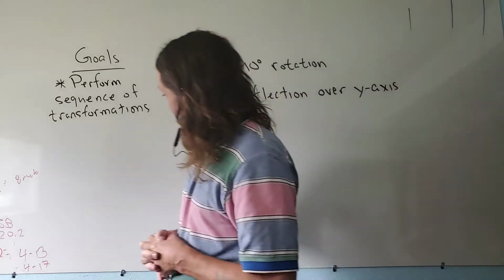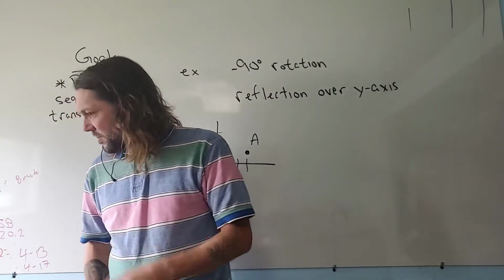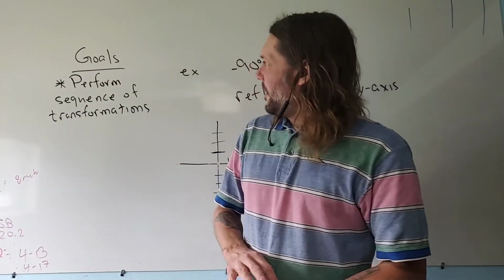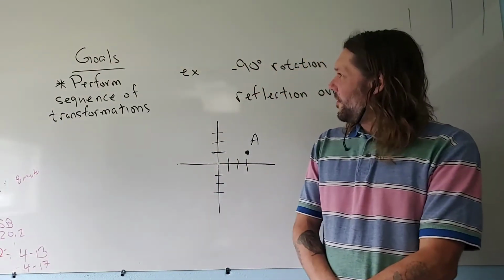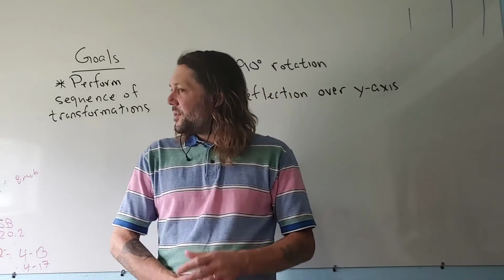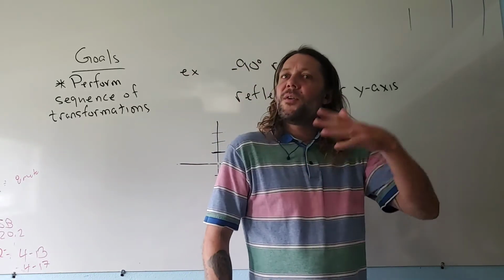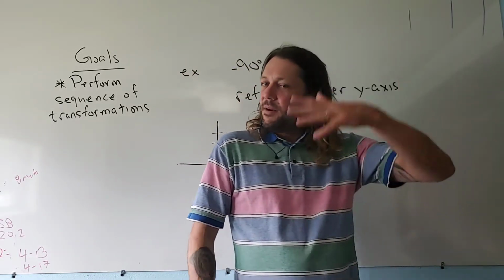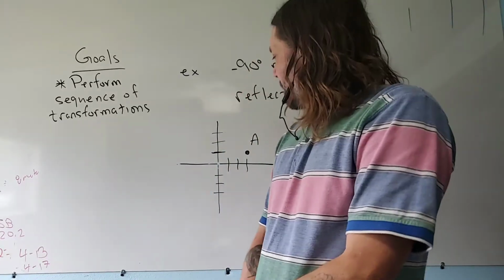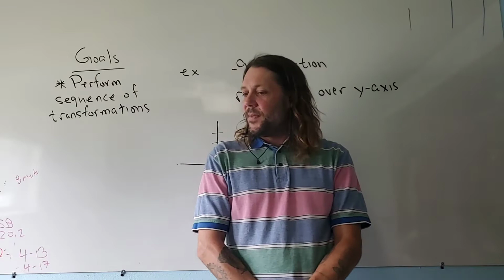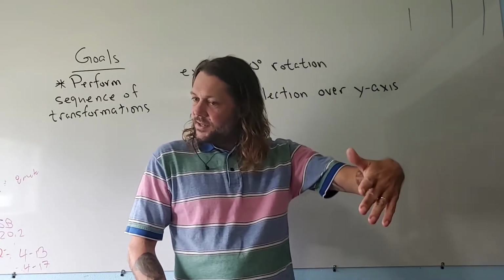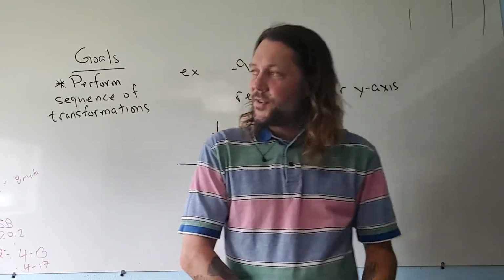I'm going to try and make today's lesson as simple as possible, as always. So let's make sure that we look at what our goals are. Our goals are to perform a sequence of transformations. Remember, sequences are an order of events, right? We have a first event, we have a second event. So what we're going to do is use the rules that we've learned about to create a sequence of these movements.